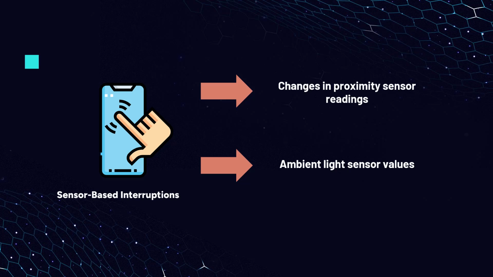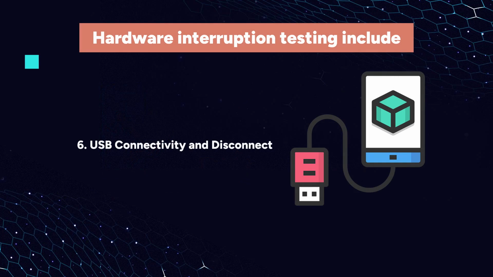The next scenario is USB connectivity and disconnect. During this testing, the QA engineer evaluates the application's behavior when the device is connected or disconnected from a computer or other external devices.